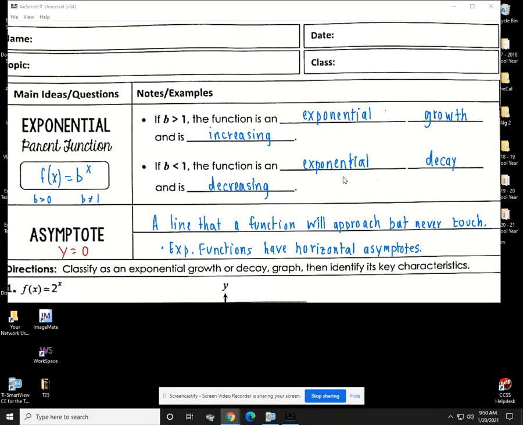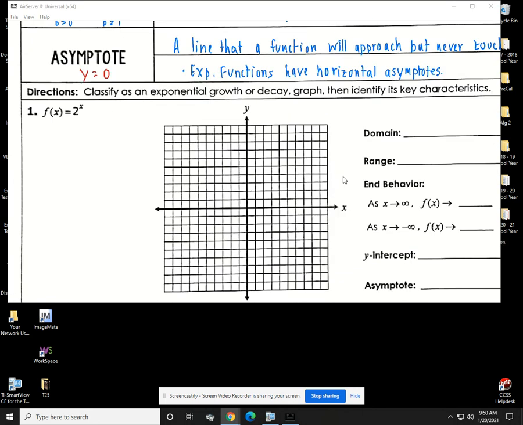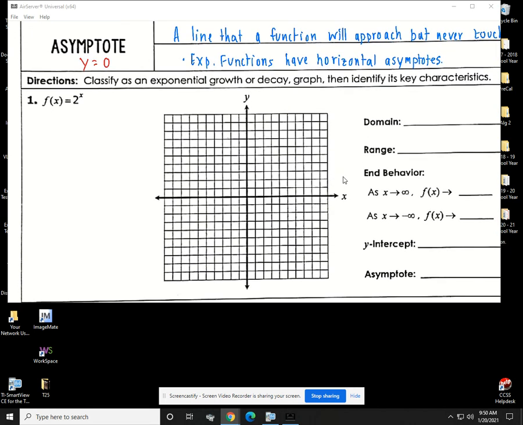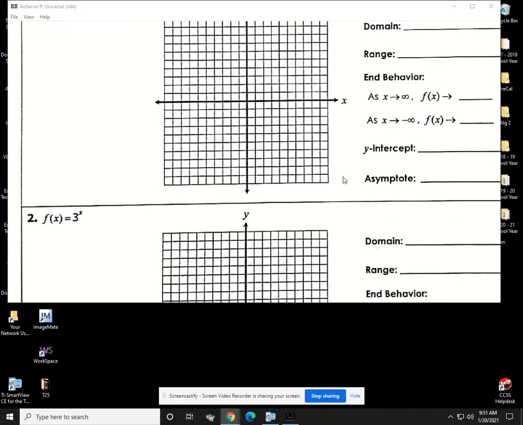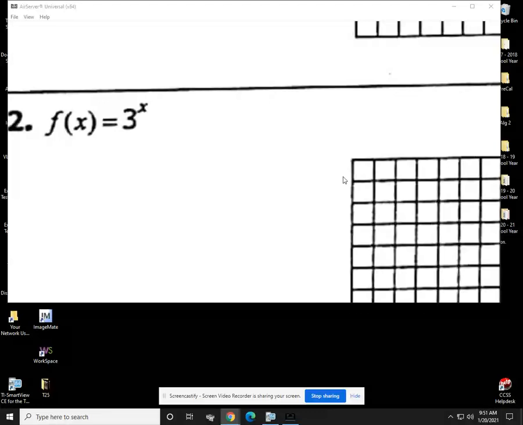But before we talk about that, I'd really like to go and look at a couple of graphs. I want you to make a quick change to number 2. I want to do one that's exponential growth, and I want to do one that's exponential decay. So we're going to leave one alone. We're going to leave that 2 to the x. I'd like you to change number 2 to 2/3 to the x.